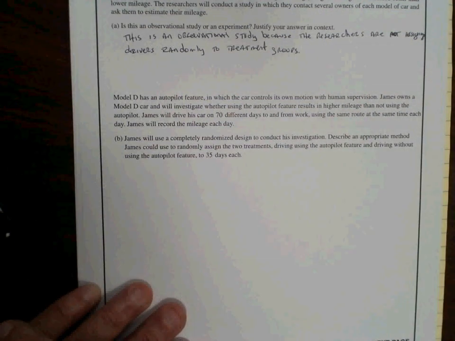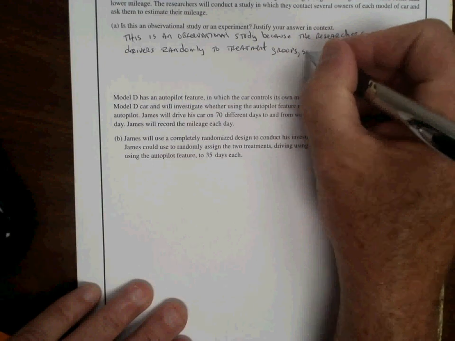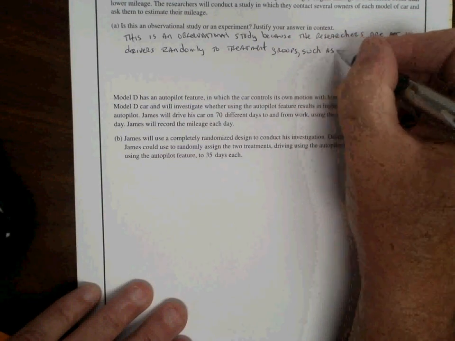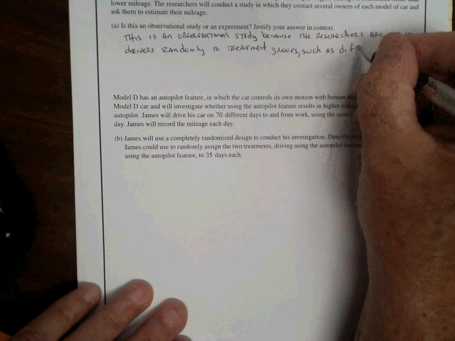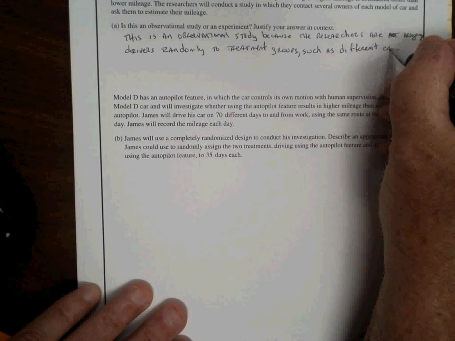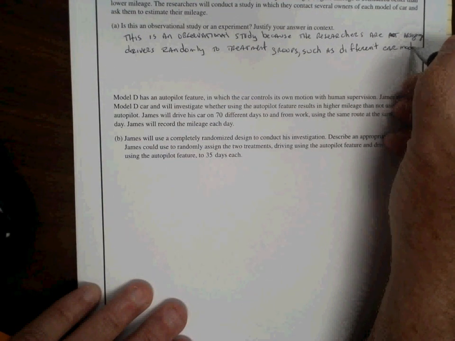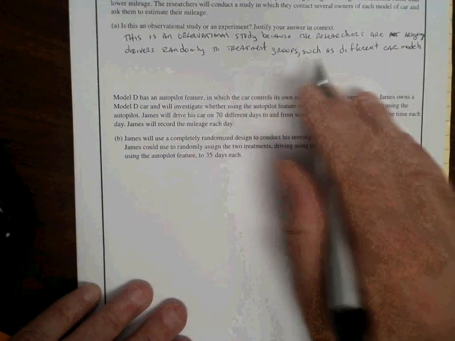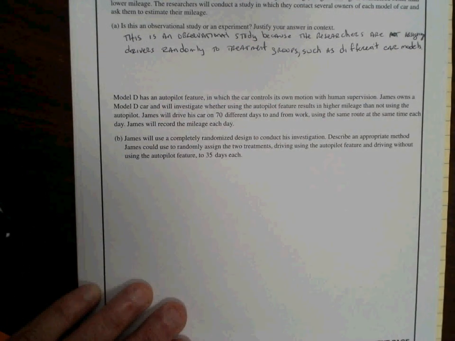An experiment requires random assignment of treatment groups. Treatment groups here would be, I'm going to say, such as different car models. I think before that last clause was sufficient, but we'll add a little context there by throwing the car models in.